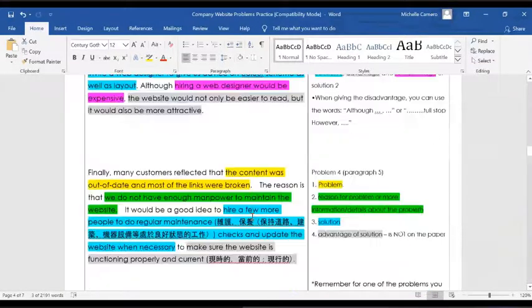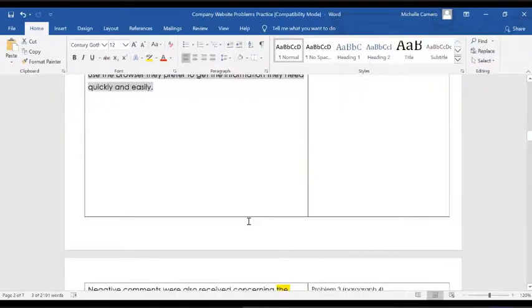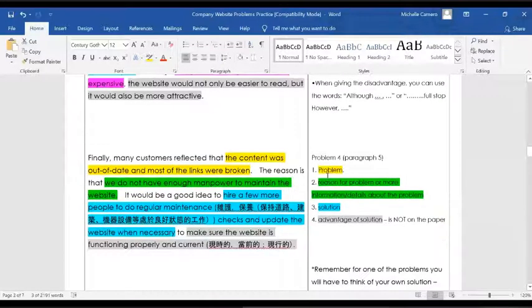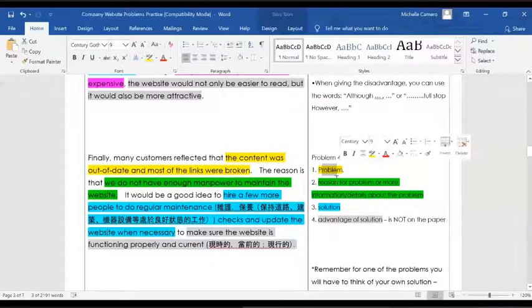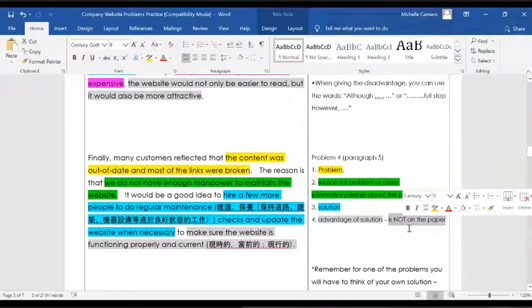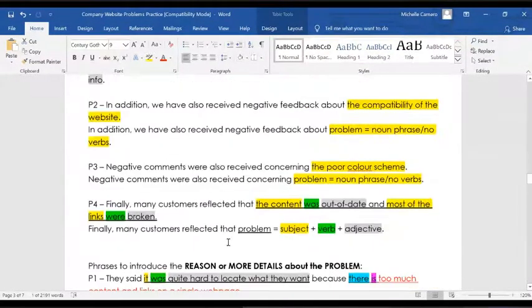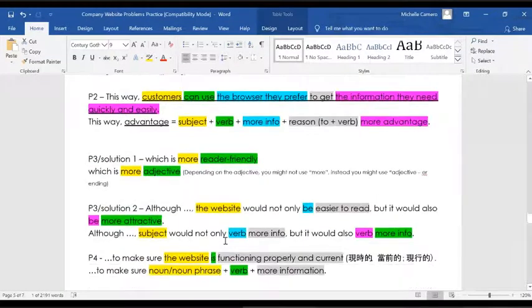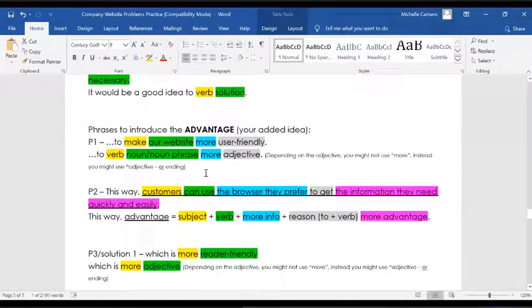All right, so we have talked about, going too far, sorry students. So we've talked about which words you can use to introduce the problem, which words you can use to introduce more information about the problem and the solution. Now we're going to talk about the idea that you need to add that's not on the paper, the advantage of the solution. So what can you use to introduce the advantage?